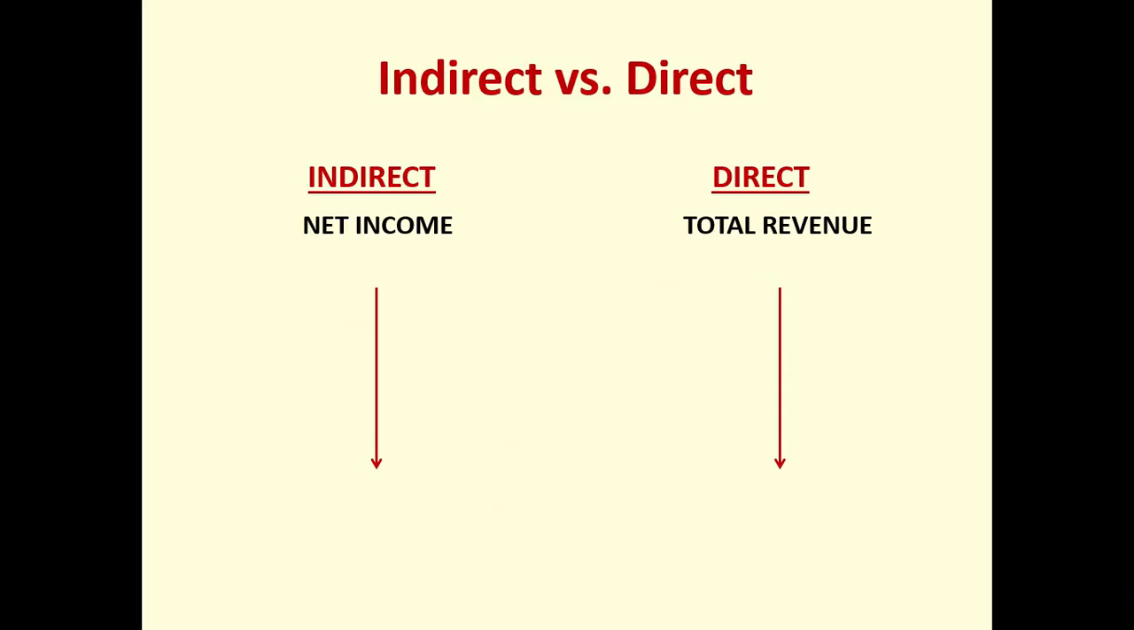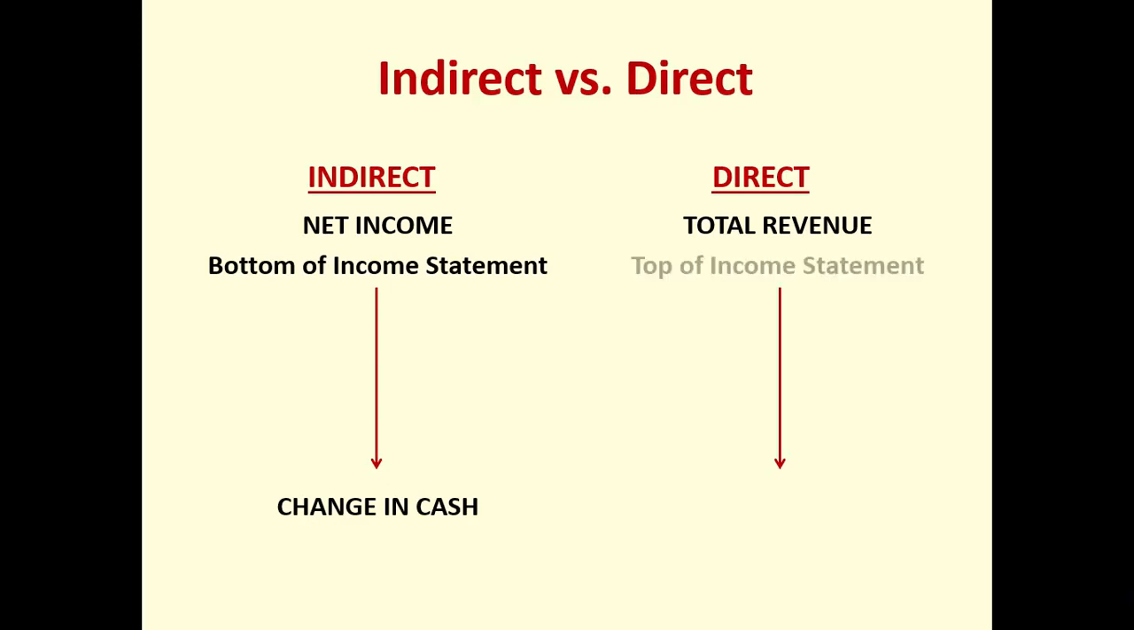Indirect, you start with net income. You start at the bottom of the income statement to get to the change in cash. With the direct method, you start at the top of the income statement. You start with revenue, and you're looking for cash inflows and cash outflows presented directly, as opposed to a simple indirect reconciliation from net income to cash. And this will make more sense when we go through it.